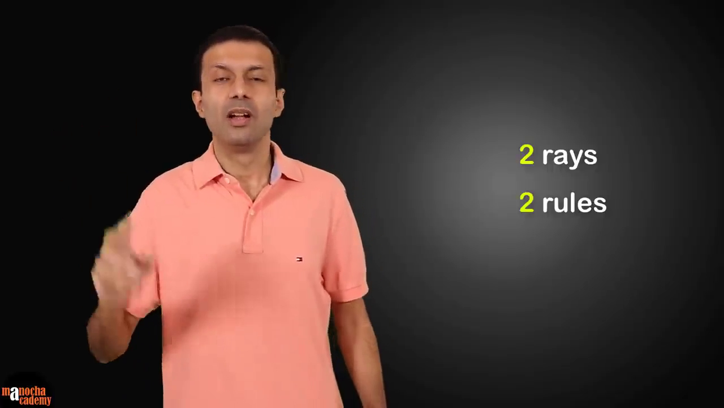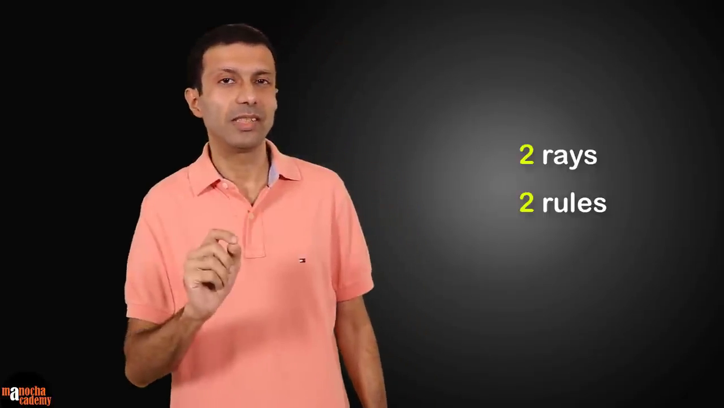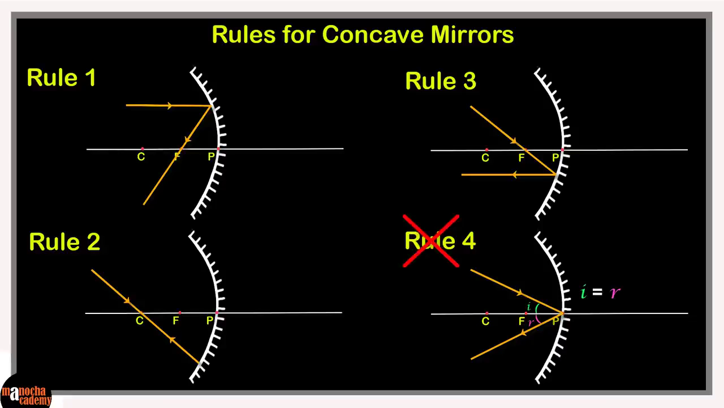Remember, when drawing an image, you need 2 rays from a point on the object. So for concave mirrors, you need to select two rules that are convenient for the diagram. Now an important note here is, avoid using the fourth rule unless really necessary, because it's hard to measure angles accurately with your protractor. So it can lead to inaccuracies in the diagram. So basically you need to use 2 out of the first 3 rules for concave mirrors.